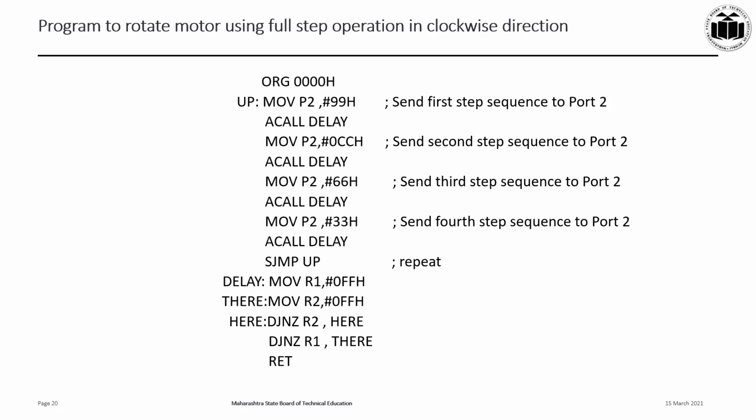The delay in between every step decides the speed of the stepper motor. The larger the delay, the more time in between the steps, and the slower the speed. A smaller delay means less time in between the steps, which increases the speed, so the motor rotates faster.